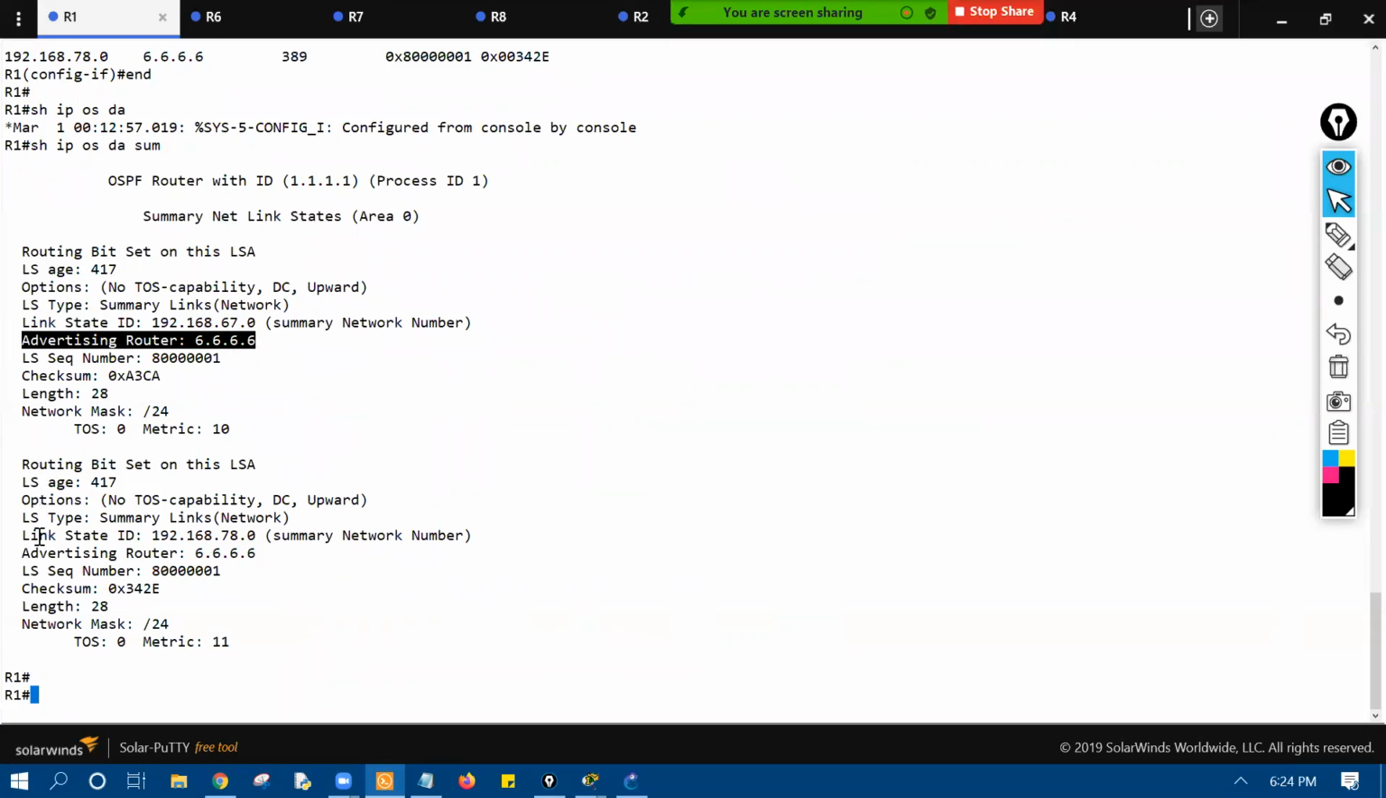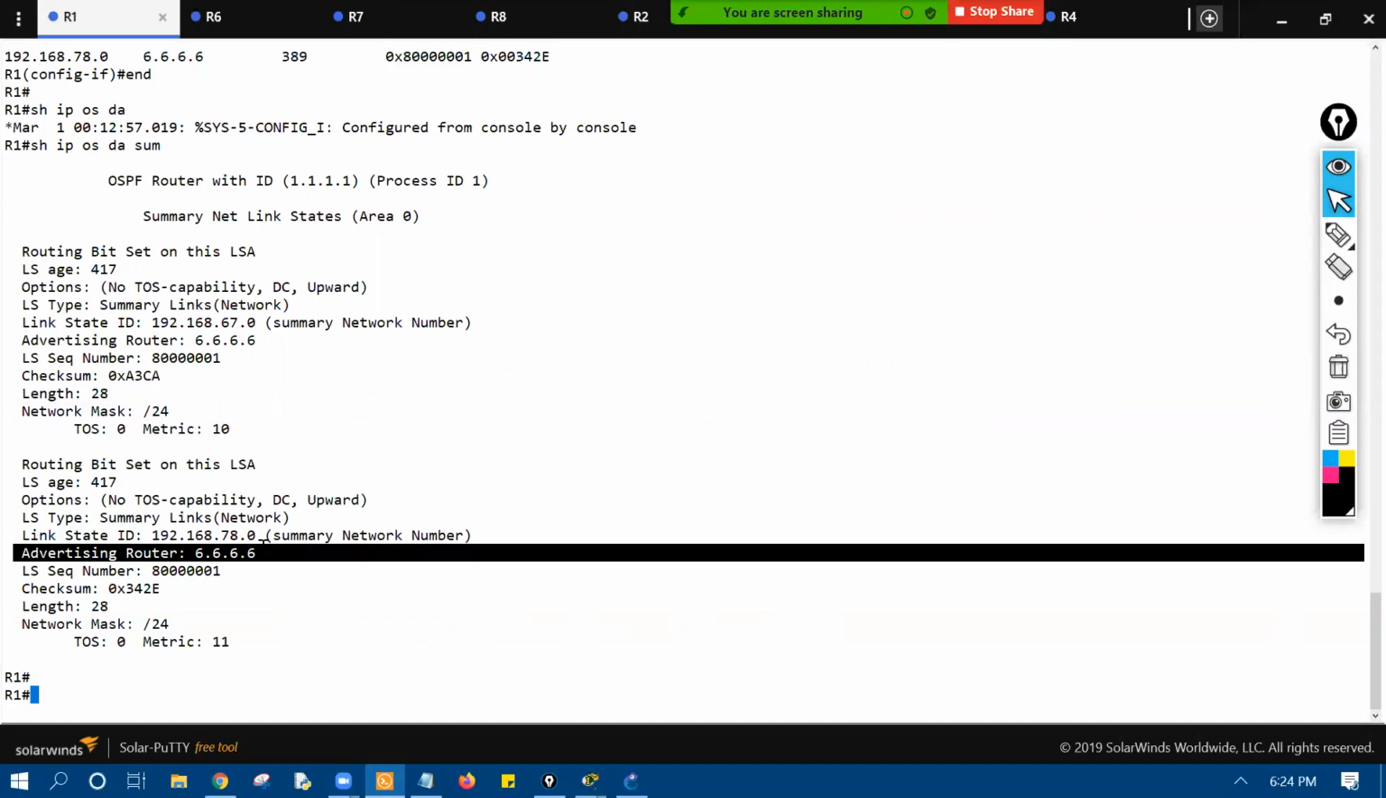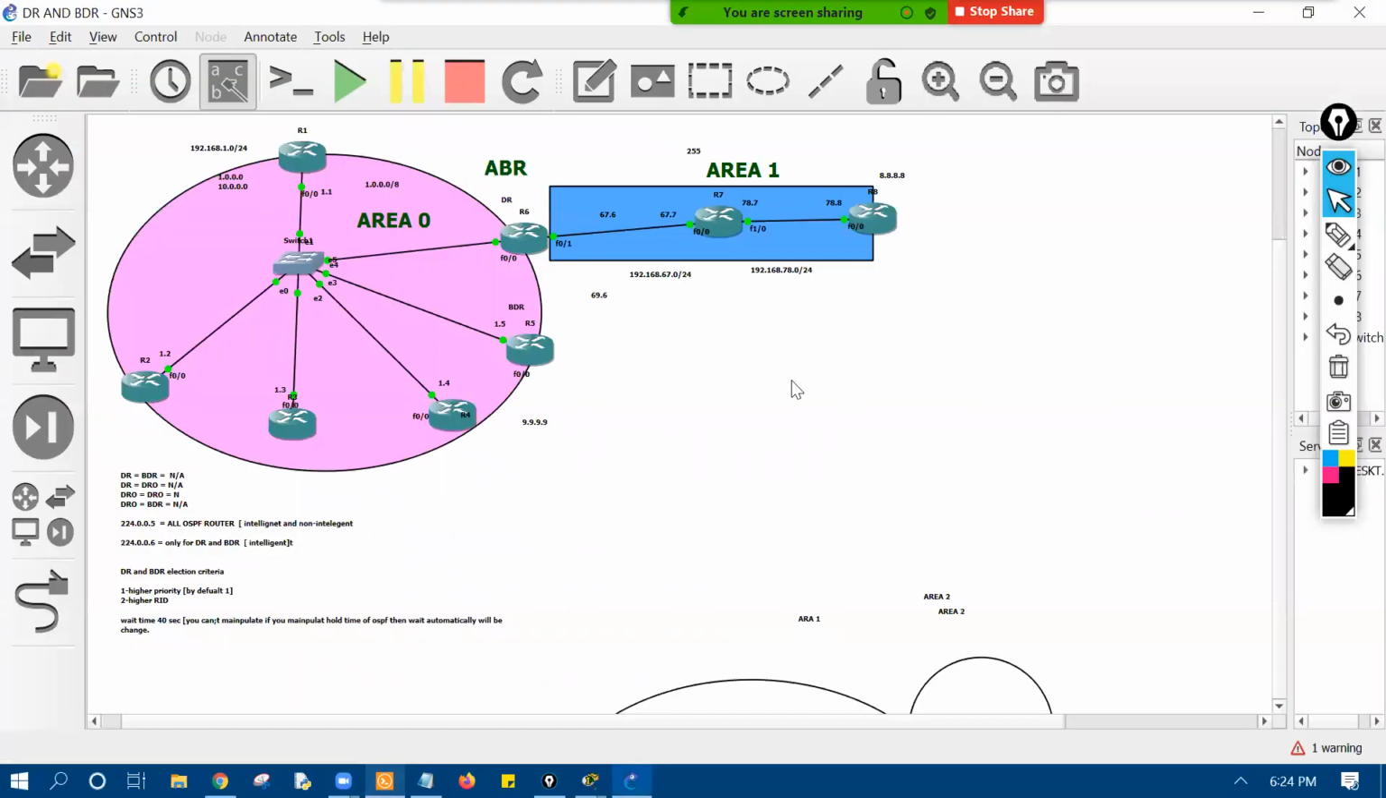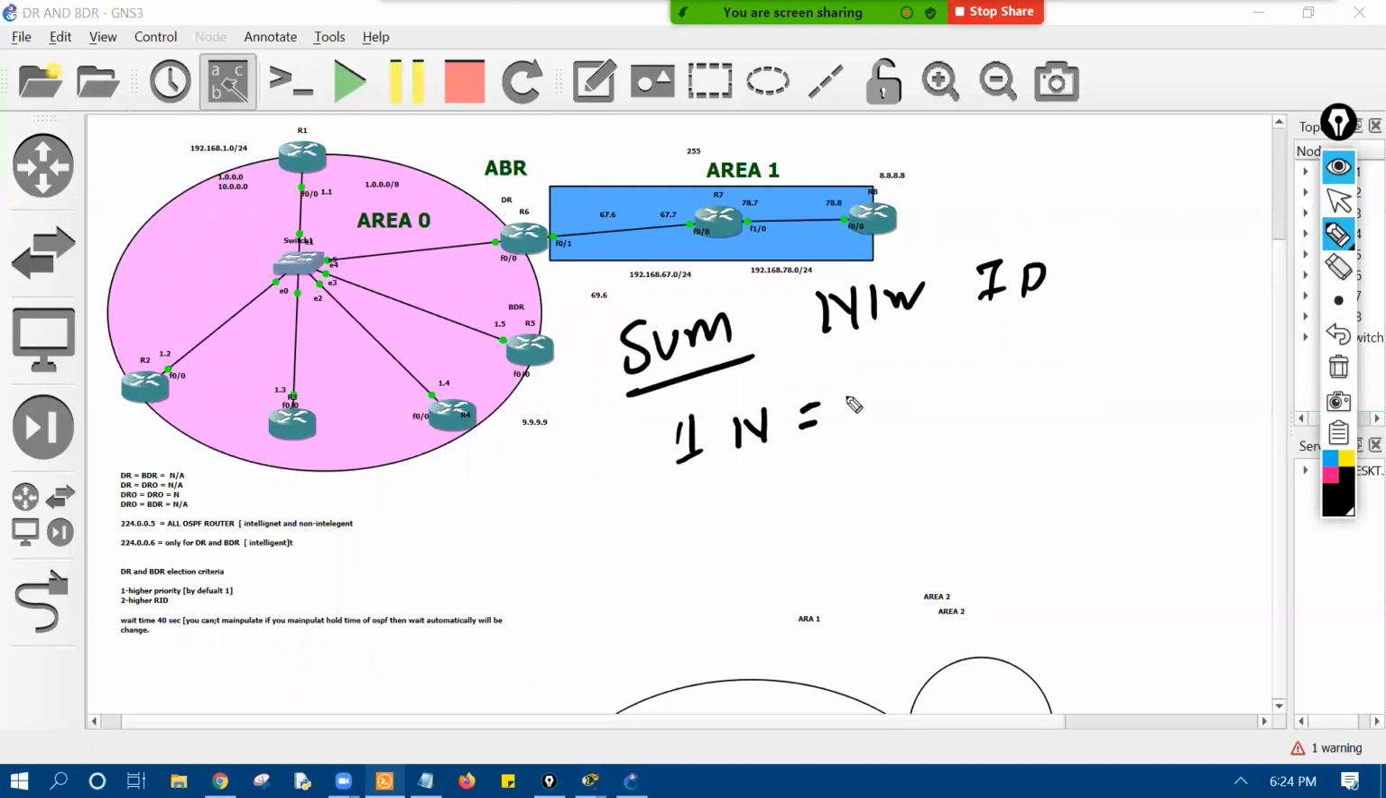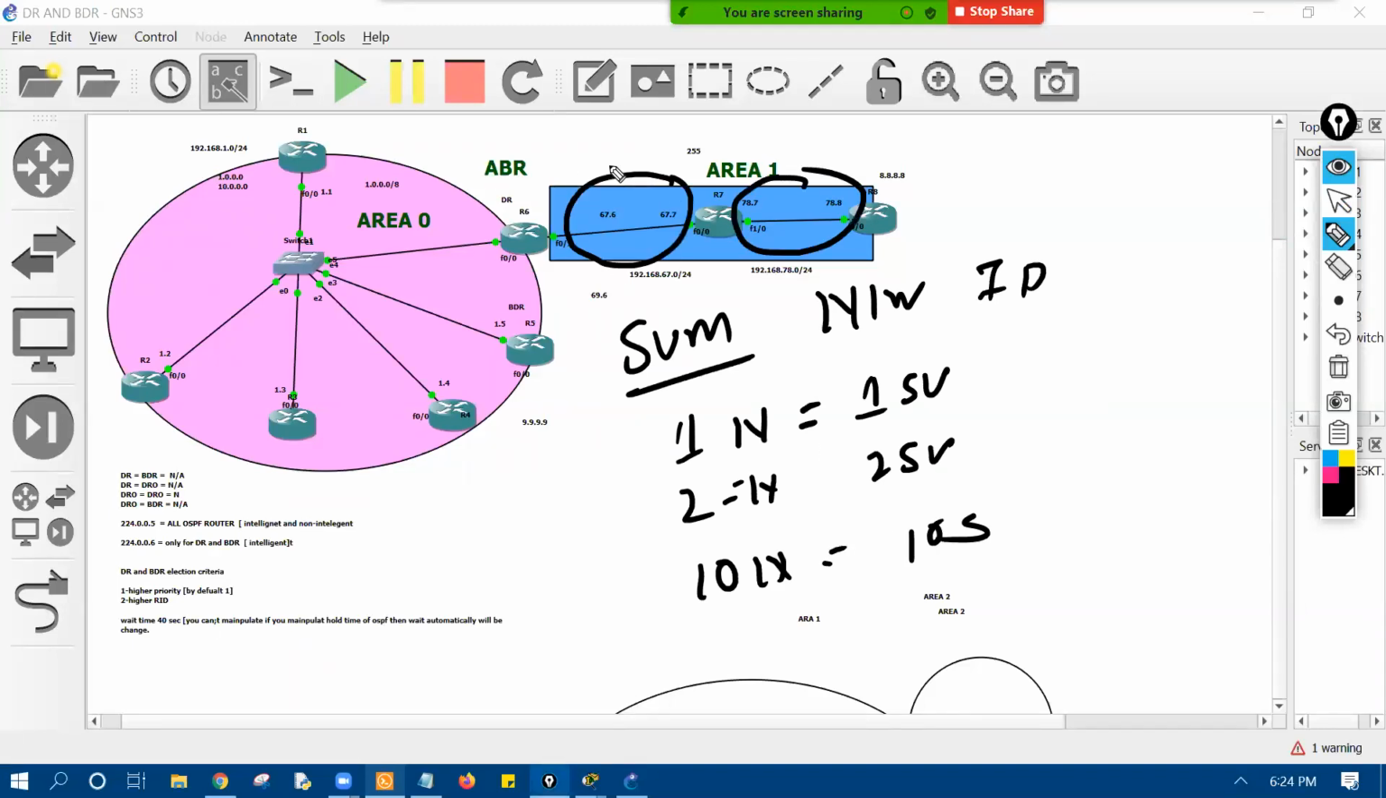And then this one, who is advertising this router? Sir, from area 1 to area 0, what is the total number of summary LSAs? See, try to know: summary LSA means what? Network ID. One network ID means one summary LSA. Two network IDs mean two summary LSAs. Ten network IDs mean ten summary LSAs. So how many network IDs? 2. It will send 2 summary LSAs.